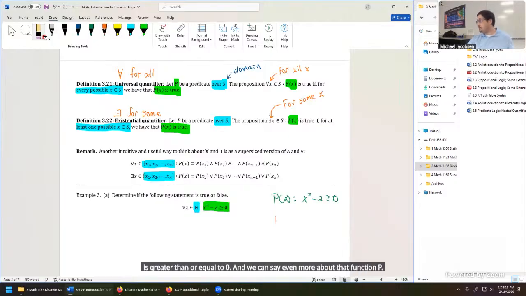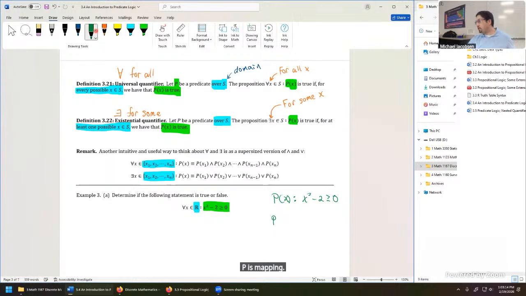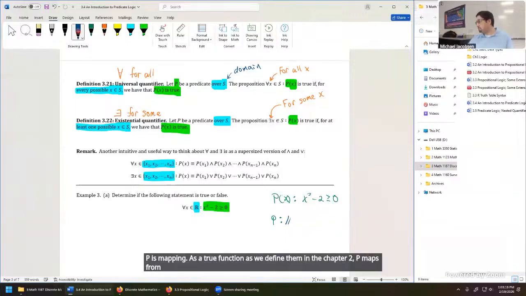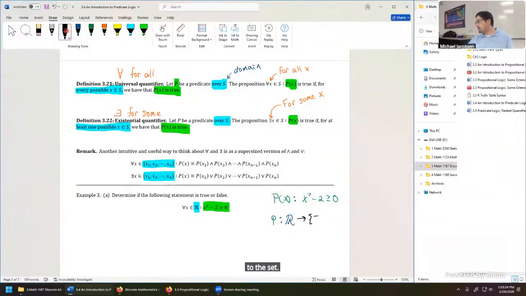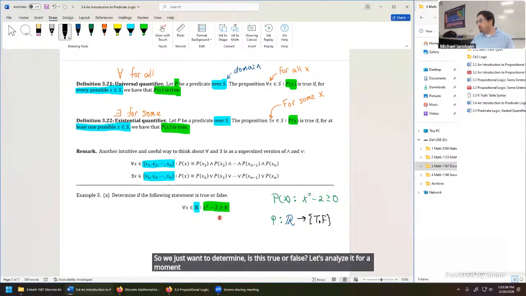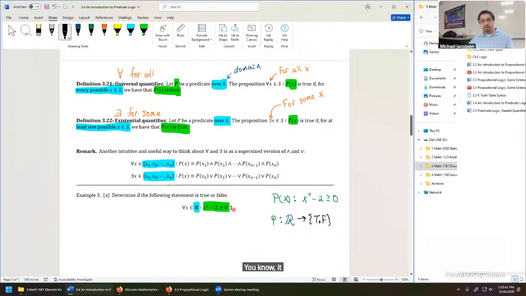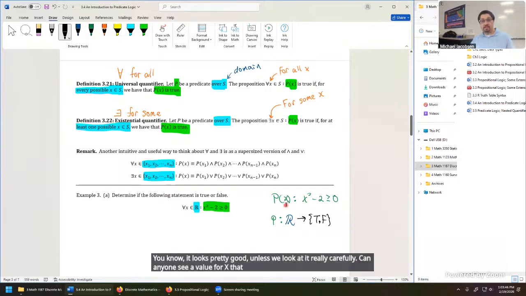And we can say even more about that function P. P is mapping, as a true function as we define them in chapter 2. P maps from the set R to the set {true, false}, the Boolean valued object here that we've been working with so far in chapter 3. So we just want to determine, is this true or false? Let's analyze it for a moment. x squared minus 2 greater than or equal to 0. It looks pretty good unless we look at it really carefully. Can anyone see a value for x that could make it false?